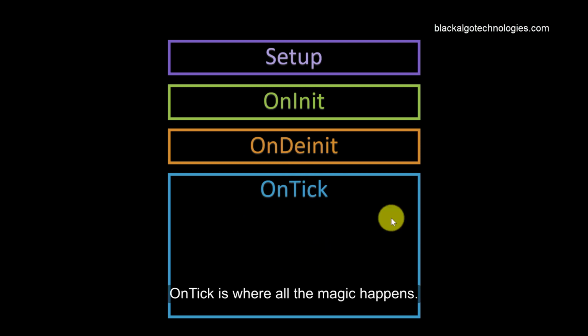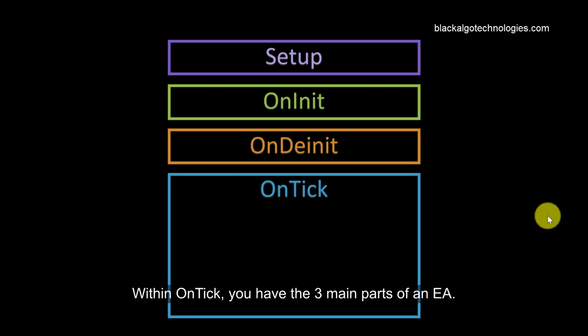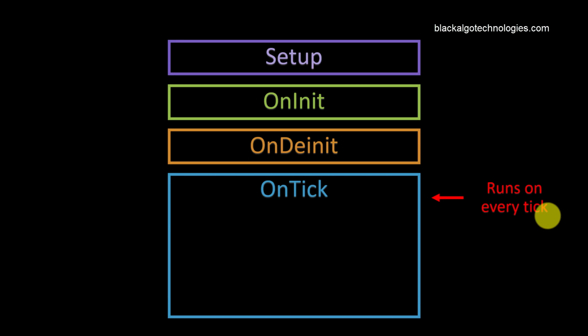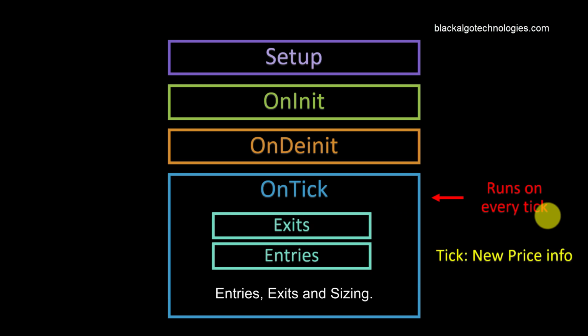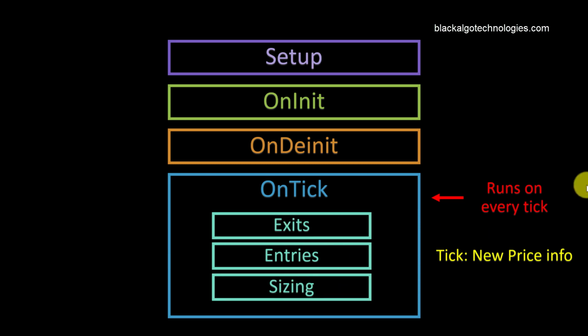And on tick is where all the magic happens. Within on tick, you have the three main parts of an EA. The three parts are your entries, exits, and sizing. We talked about this before. An EA essentially is about these three things. It tells you when to buy, how much to sell, and when to close your trades. Your entries, exits, and sizing.